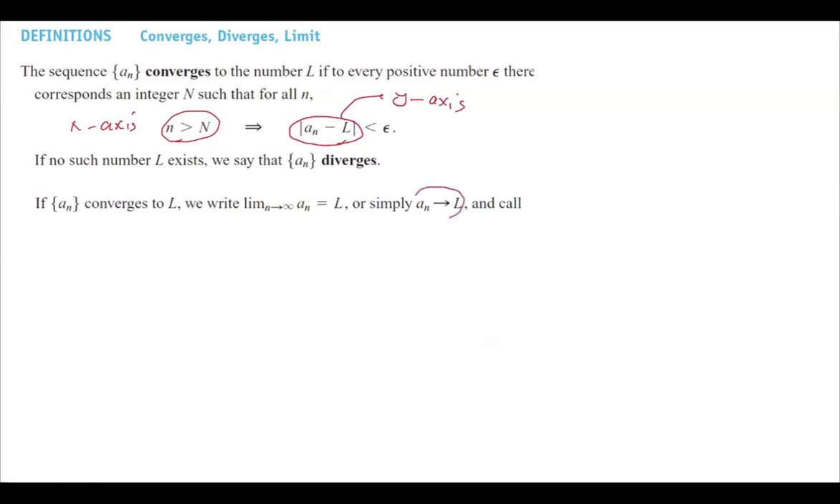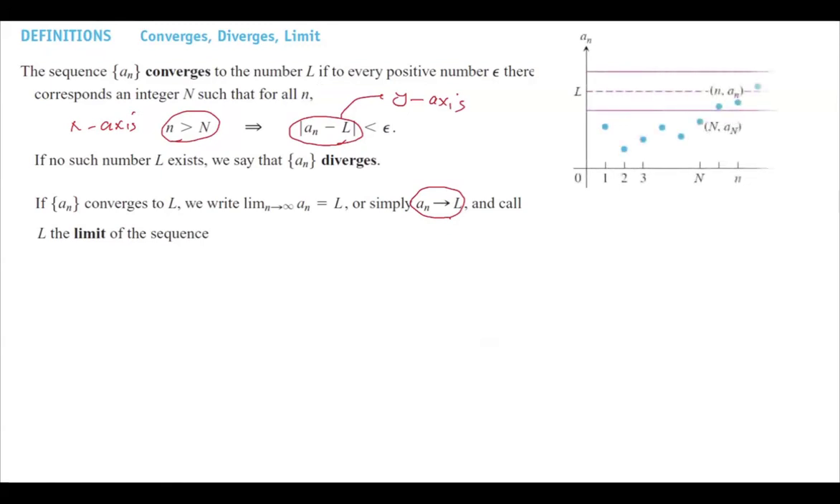But again, please note that this is on the y-axis. L is called the limit of the sequence. This is basically the same thing that you did for regular functions. You find the limit, and if the limit exists, you say that, hey, we have a convergent sequence. Otherwise, you say that we have a divergent sequence.